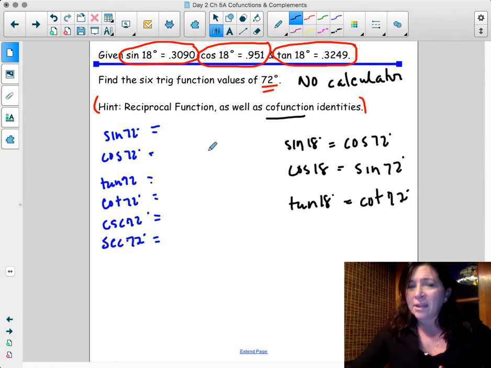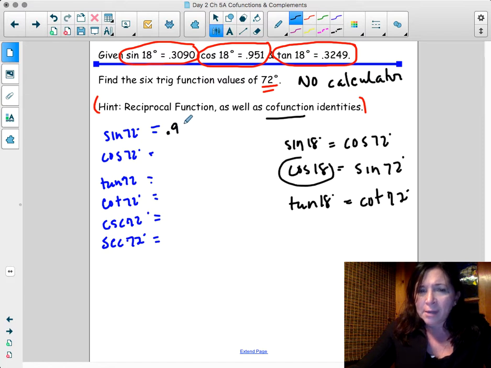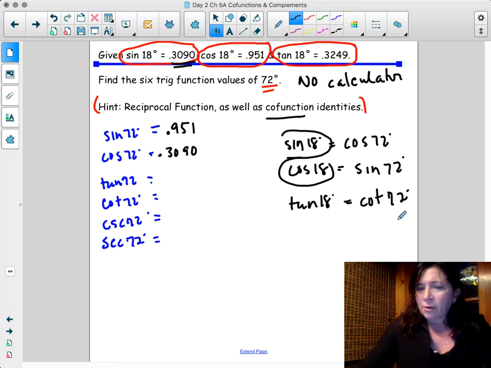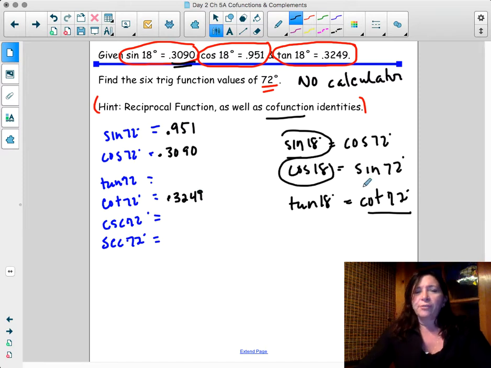So realistically, we already have some of these values. For example, sine of 72 equals cosine of 18, and I have cosine of 18. So that's going to be 0.951. Cosine of 72 equals sine of 18, and I have that, so that's going to be 0.3090. Tangent of 72, I don't have, but I do have cotangent of 72, which is tangent of 18. So cotangent of 72 is going to be 0.3249. So I have those three.